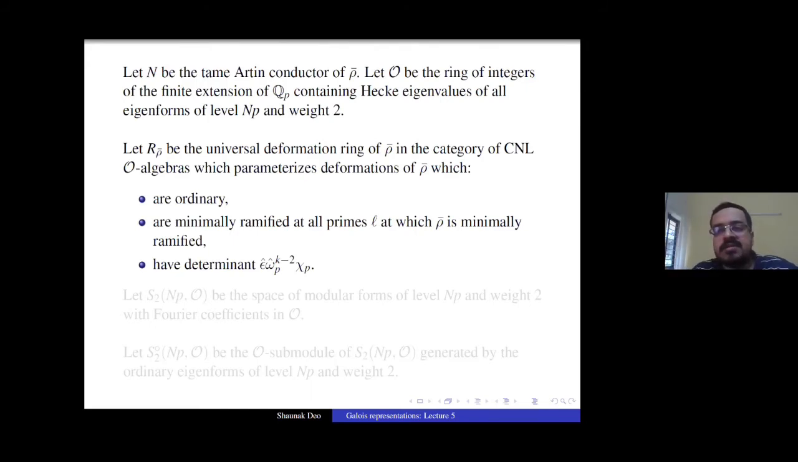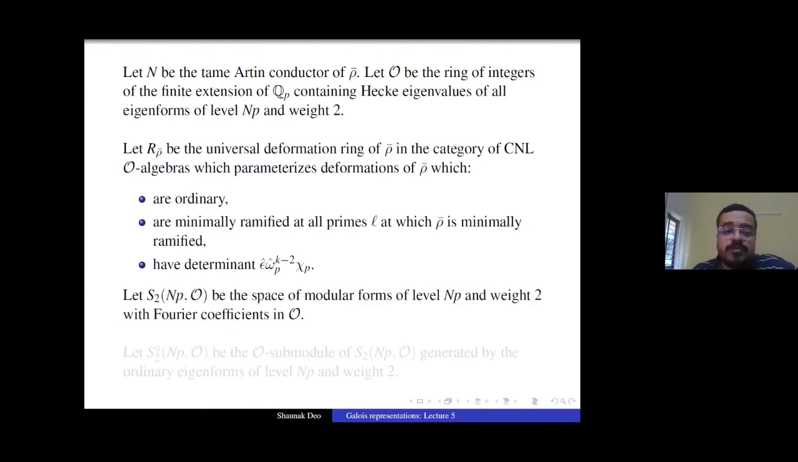So this is a very nice thing, because these are the three kinds of conditions that we saw in the last lecture and initially in this lecture. And this theorem is sort of combining all the conditions. You are putting all those conditions on our deformation ring to get R_rho-bar. So this is a nice way of revising what we were doing. So this is the deformation ring. And now we define the Hecke algebra.